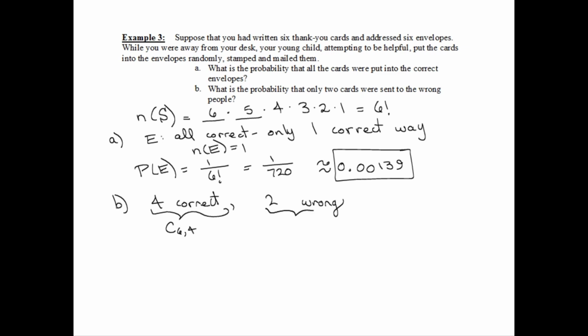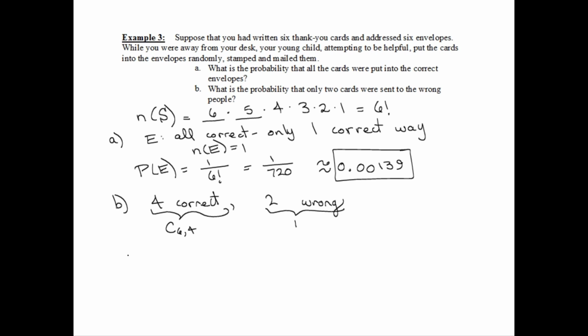Now, how many ways are there to choose the 2 that will be wrong? Well, the 4 have already been chosen, so there are only 2 left to choose from. How many ways are there to choose those 2 to be incorrect? Well, there's just one way. Since there's only 2, there's only one way to get those 2 wrong. There's only 2 that can be chosen, and there's only one incorrect way to rearrange them.